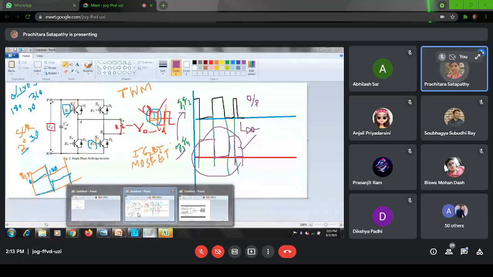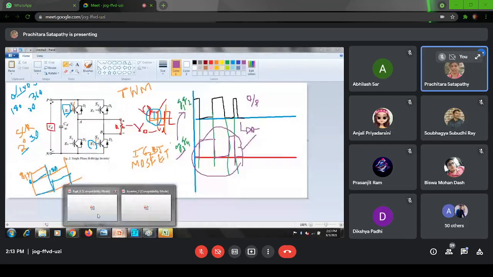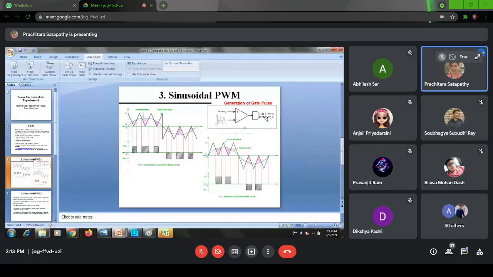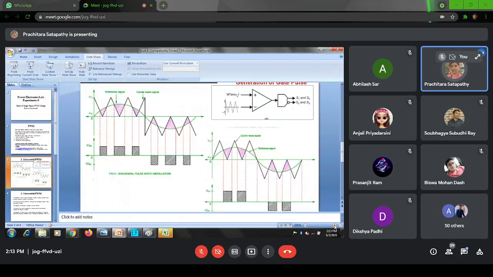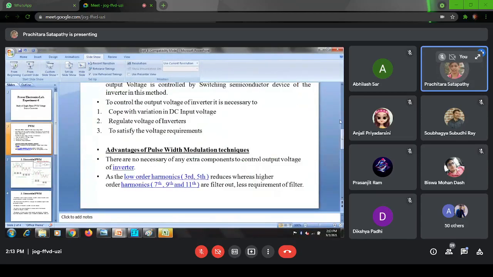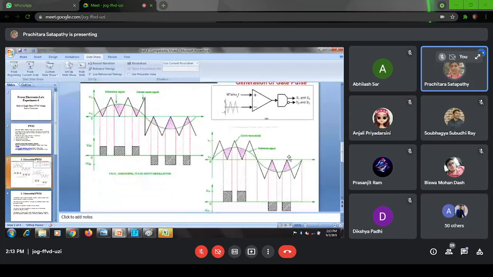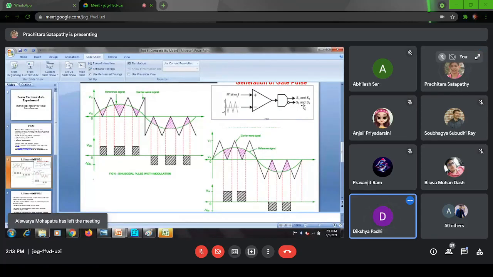In the slide also you can see it. Is it clear, visible? This waveform diagram is clearly visible to all. You can see one output of the comparator is given to S1, S4, but the other is given through a NOT gate. Yes or no? Yes, ma'am.